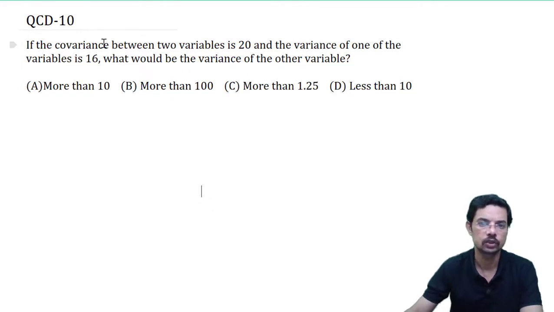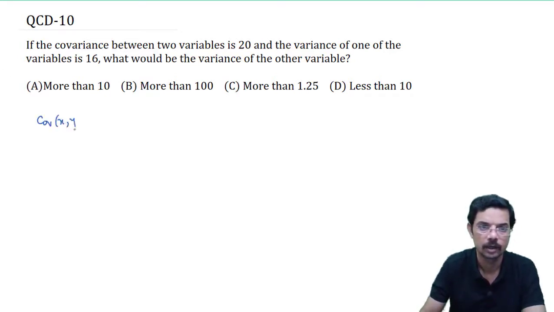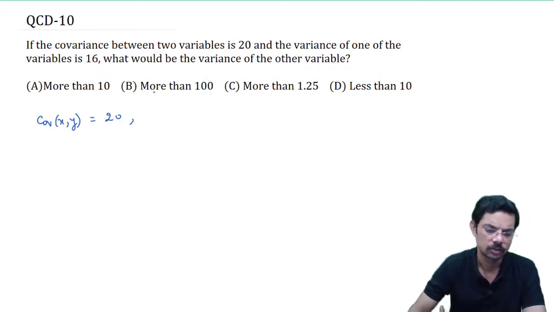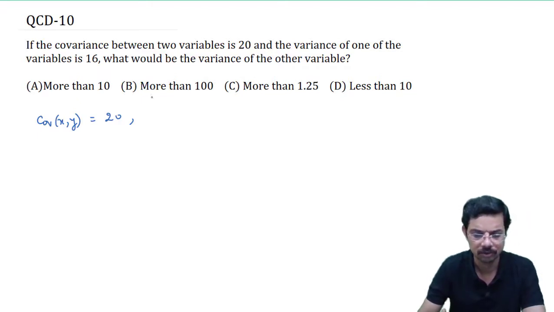The covariance between the two variables is 20, and the variance of one of the variables is known to you. So the covariance of x comma y is equal to 20. Let me take the variance of one of the variables as 16. Let the first variable's variance sigma x square be equal to 16.